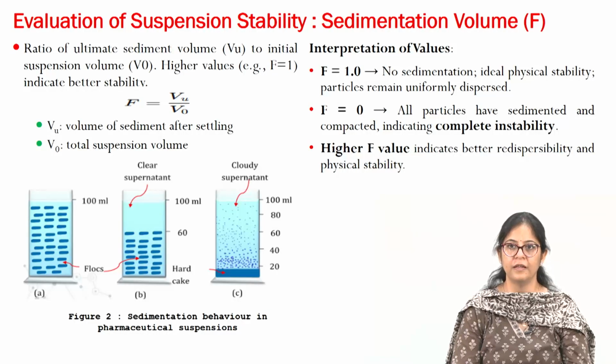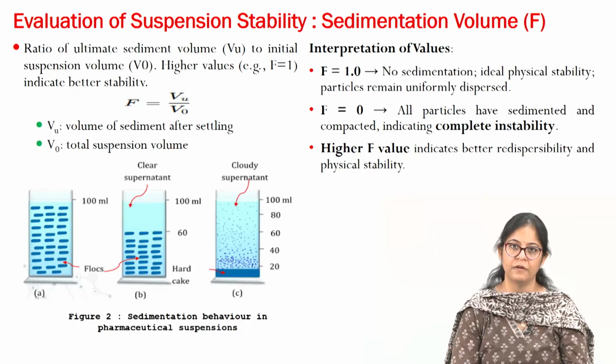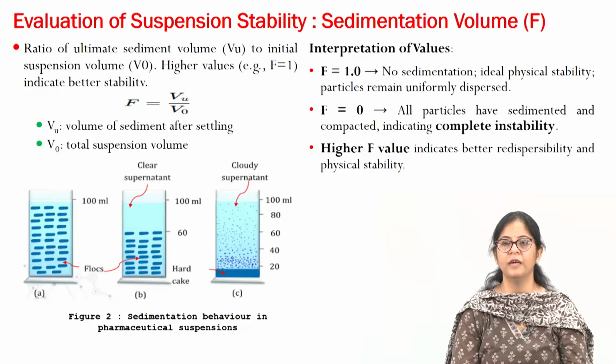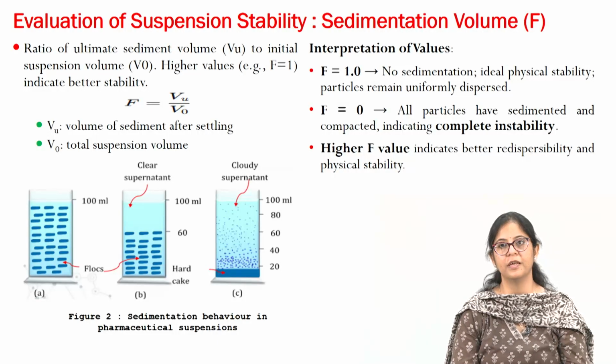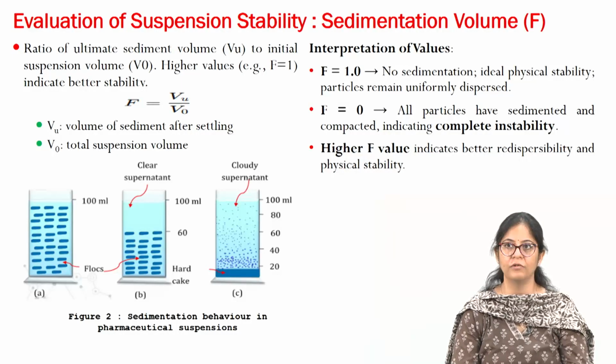So, we can see in Figure 2 the original suspension, and the suspension which has started settling along with the formation of a cloudy supernatant. In the clear supernatant, we see the flocs are settling. However, in a cloudy supernatant there are still dispersed particles. This is generally observed with deflocculated suspensions.